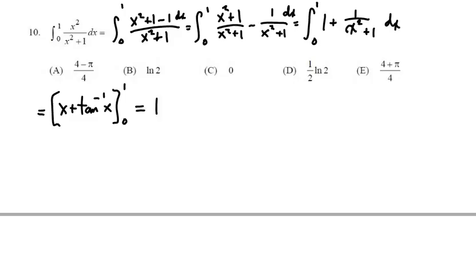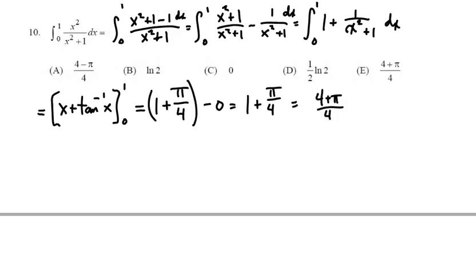So for the first one, x is equal to 1. What is the angle whose tangent is 1? And that would be pi over 2. Sorry, that should be pi over 4. Then for the second expression, x is 0, and the angle whose tangent is 0 is just 0, so the whole second expression evaluates to 0. And that leaves us with 1 plus pi over 4, which can be simplified to 4 plus pi over 4, and so the answer is E.